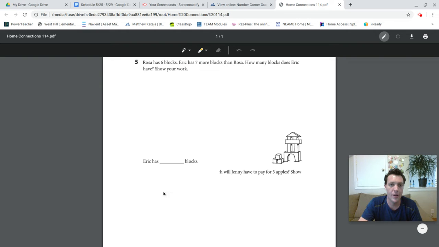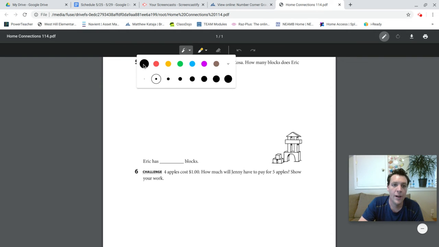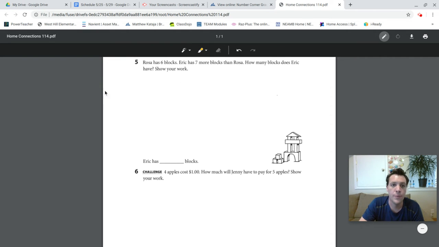So here I go. And honestly, it wouldn't be that much better in the classroom. So Rosa has 6 blocks. Well, let's draw little Rosa. Look at Rosa. There's her head. There are her eyes. And she is happy about being a Rosa. And she's got, look at that beautiful hair. Okay. And I'm going to put an R for Rosa. And how many blocks does she have? 6. You're right. She has 6 blocks.